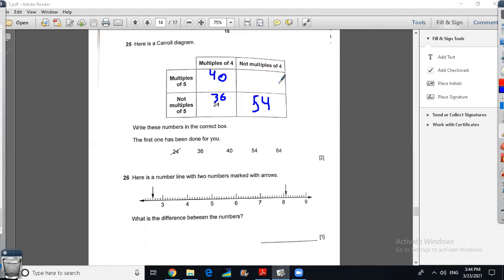64, is it a multiple of 5? No, it is not a multiple of 5. So it's going to be in this row. Is it a multiple of 4? If you divide, you're going to find yes. There is no remainder, mister. You have your calculator, guys. You don't need to waste your time on this. You can also do it mentally. 64 divided by 4 is going to give you a whole number, without any fractions, decimals, or remainders. So it is a multiple of 4. So 64 is going to be written here.